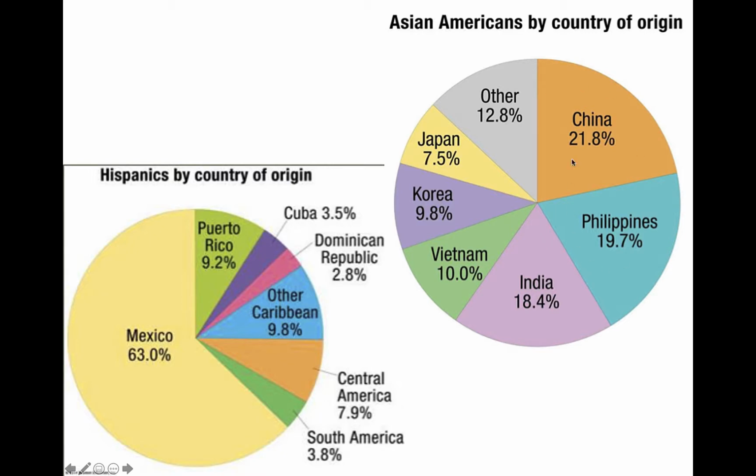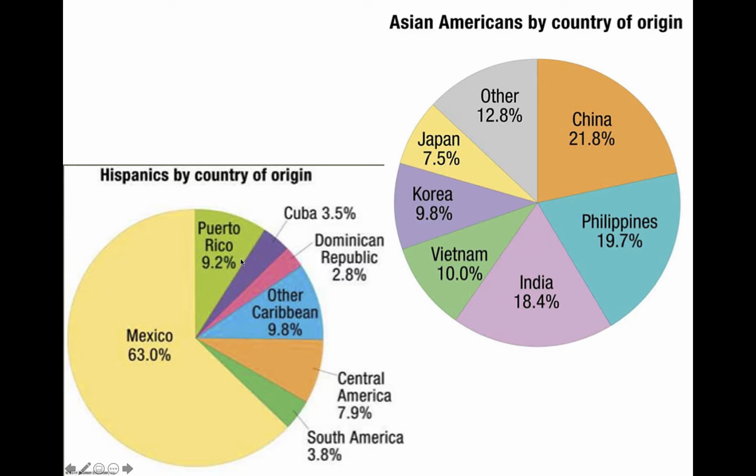If we look at our Hispanic population and our Asian American population by country of origin, let's look at Asian first. We see almost a quarter of our Asian population is coming from China. Nearly 20% is coming from the Philippines, pretty close for India, and then 10% and under from Vietnam, Korea, Japan, and everywhere else.